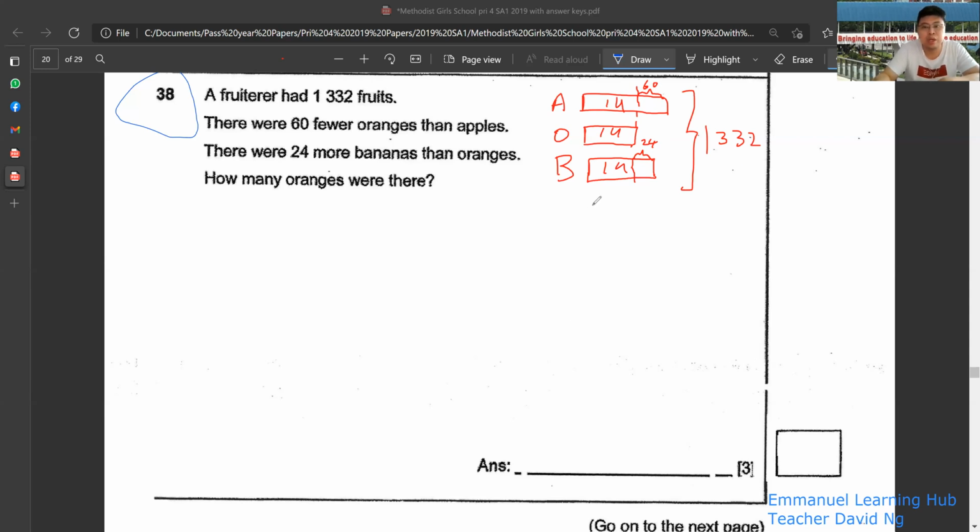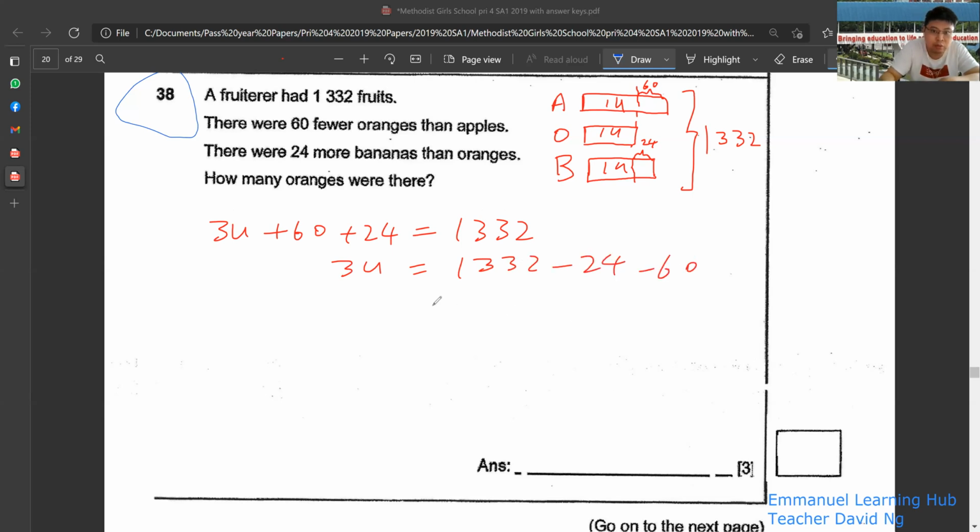So this one is 3 units, right? Do you agree it's 3 units here? Yes. 3 units plus 60 plus 24 equal to 1332. Understand? Yes. Then 3 units equal to 1332 minus 24 minus 60.